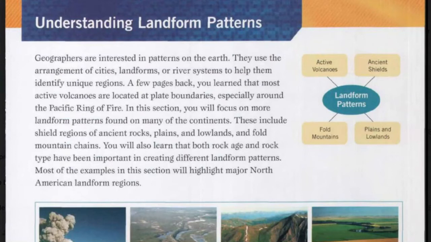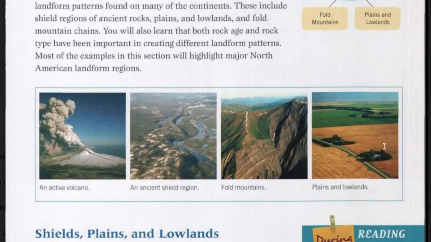These include shield regions of ancient rocks, plains and lowlands, and fold mountain chains. You will also learn that both rock age and rock type have been important in creating different landform patterns. Most of the examples in this section will highlight major North American landform regions. Over here on the side, we see some different landform patterns: active volcanoes, ancient shields, fold mountains, plains, and lowlands. And here are pictures of those four: an active volcano, an ancient shield region, fold mountains, and plains and lowlands.